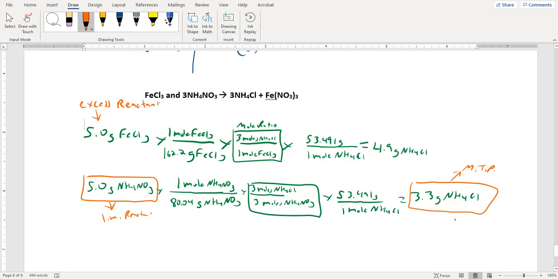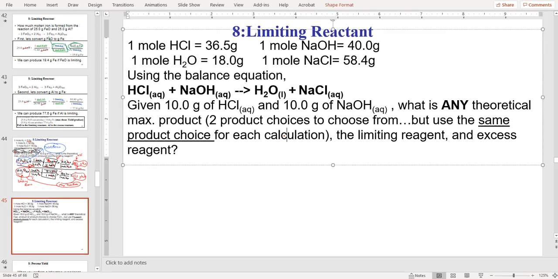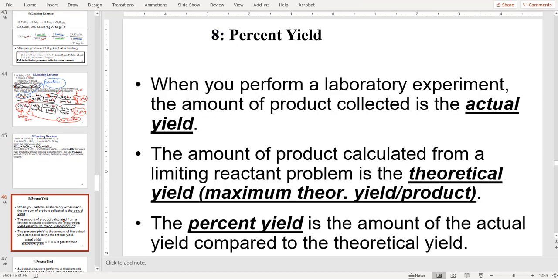I then labeled 3.3 grams of ammonium chloride as the maximum theoretical product, and the starting value, ammonium nitrate, is the limiting reactant, and then the excess is 5 grams of iron chloride. So make sure you know how to do these steps. Make sure you know how to master these steps. So just learn it but master it by practicing it over and over. So I'll let you go ahead and do this one now that you've seen the process for this. Let's go ahead and go on to some easier stuff.